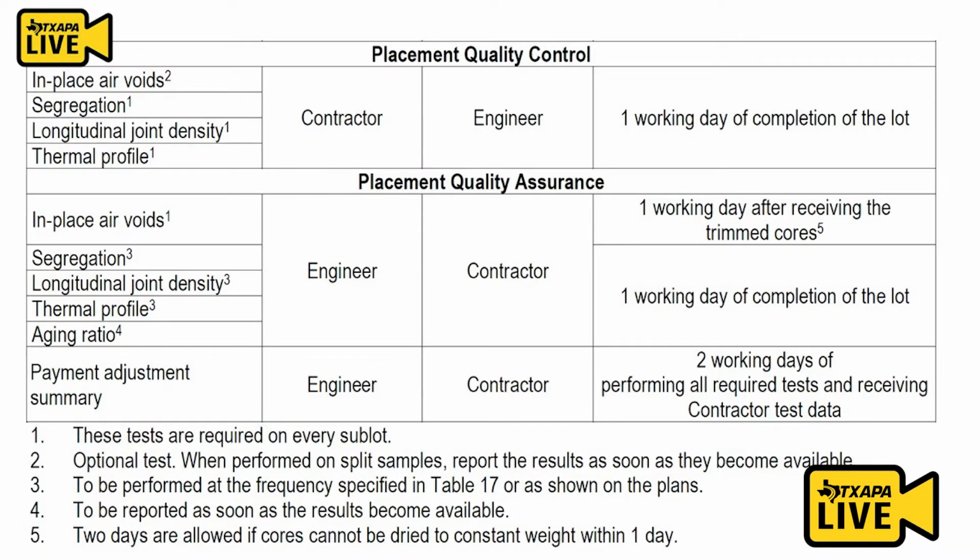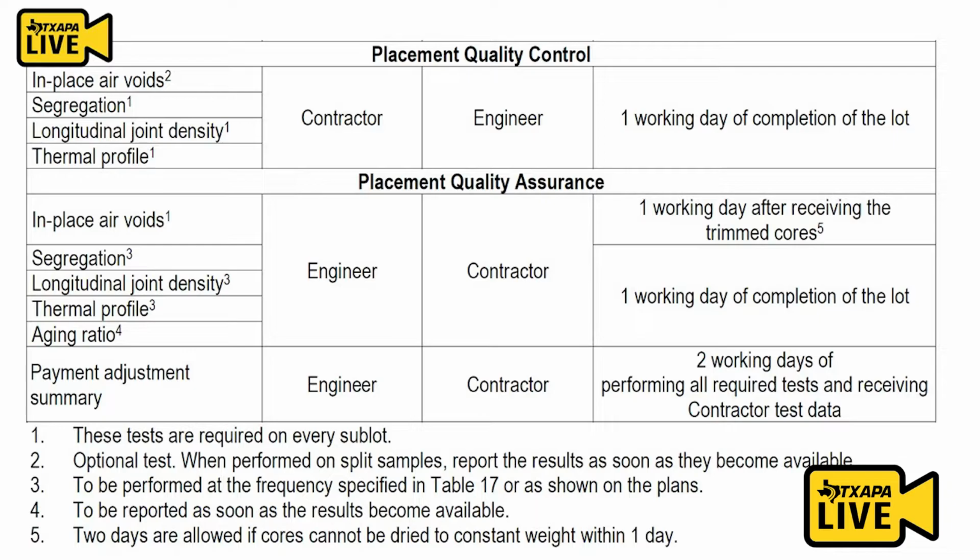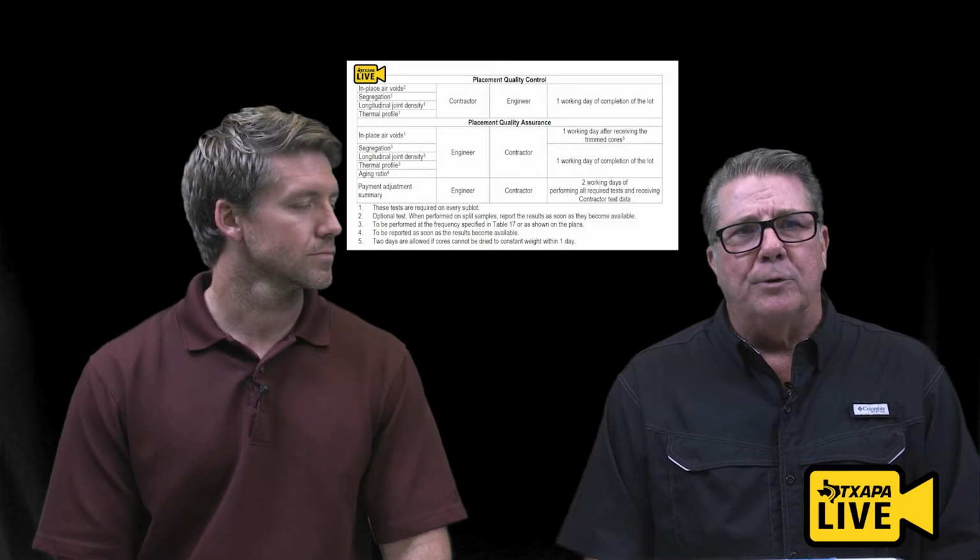So on the placement, we got in-place air voids, segregation profiles, longitudinal joint thermal profiles. That's the contractor to the engineer. 1 working day from the completion of the lot. So at the end of the lot, I have 1 working day to make sure that you have all that information. And of course, some of these, like the in-place densities, might take longer than that, because of where it might land. But from a quality assurance standpoint, this is so important that the engineer's got to let the contractor know 1 working day after receiving the trim cores, and then 1 working day from the completion of the lots for the profiles and the thermal profiles. I can't stress enough that we really and truly need to pay attention to that.